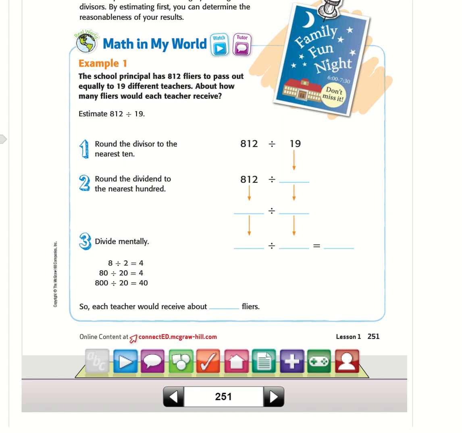So example 1, the school principal has 812 flyers to pass out equally to 19 different teachers. But how many flyers would each teacher receive? Estimate 812 divided by 19.